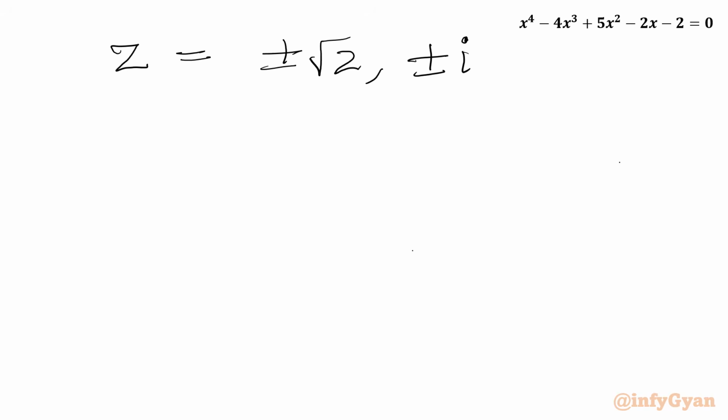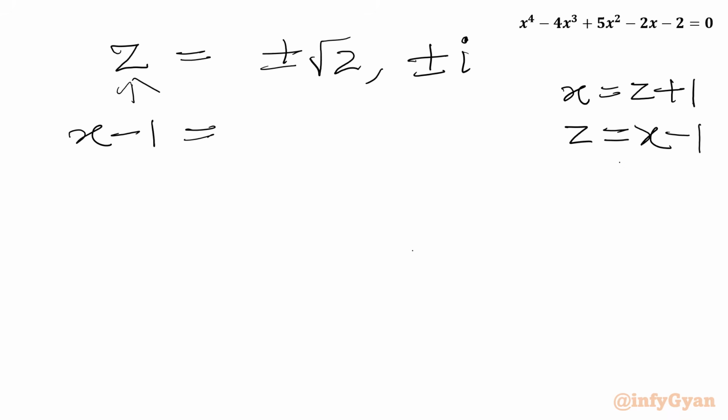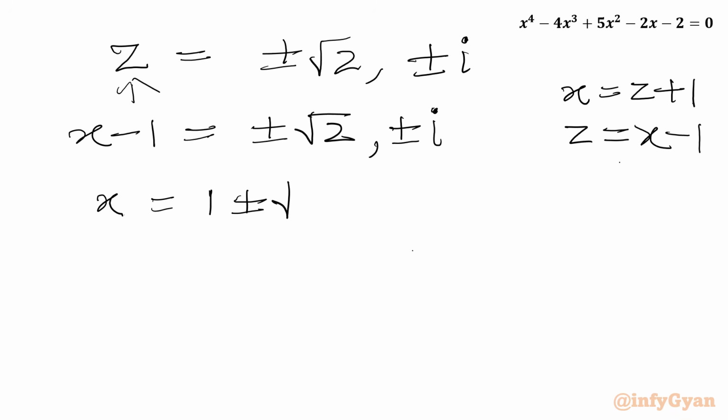Now x was z plus 1, so z is x minus 1, which we will write over here. So I can write x minus 1 equal to plus minus square root 2, plus minus i. By adding 1 to both sides, we will get x equal to 1 plus minus square root 2, and 1 plus minus i. So we have two real and two complex solutions using Ferrari's method.